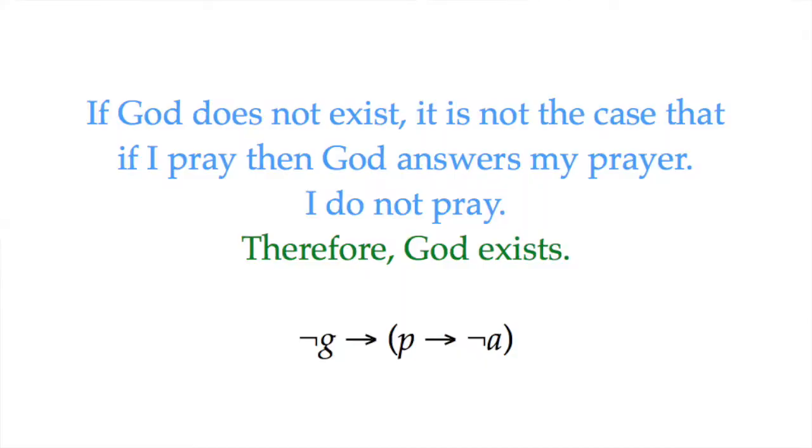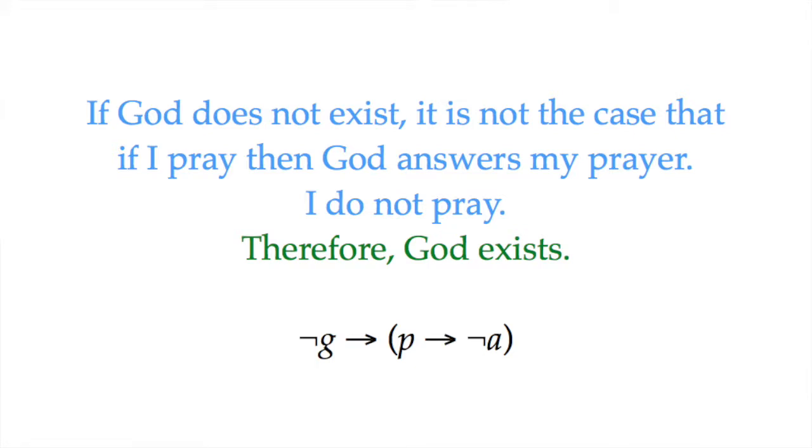All right, so here's the puzzle that I left you with last time. I showed you this argument. If God does not exist, it is not the case that if I pray, then God answers my prayer. I do not pray, therefore God exists. And I showed you last time that if you symbolize this argument in a particular way, then you can actually prove the conclusion from the premises. And I asked you what went wrong. What went wrong is the way that I symbolized the first premise.